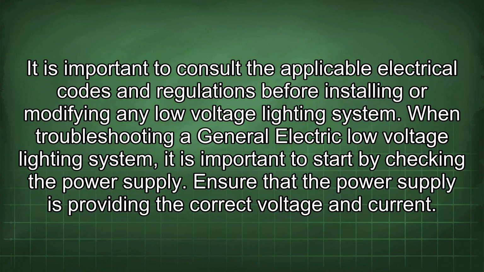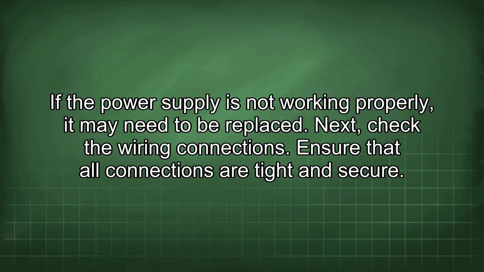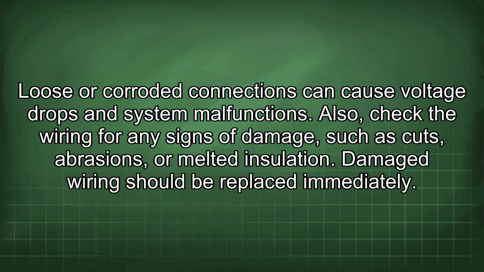When troubleshooting a general electric low-voltage lighting system, it is important to start by checking the power supply. Ensure that the power supply is providing the correct voltage and current. If the power supply is not working properly, it may need to be replaced. Next, check the wiring connections. Ensure that all connections are tight and secure. Loose or corroded connections can cause voltage drops and system malfunctions. Also, check the wiring for any signs of damage, such as cuts, abrasions, or melted insulation. Damaged wiring should be replaced immediately.